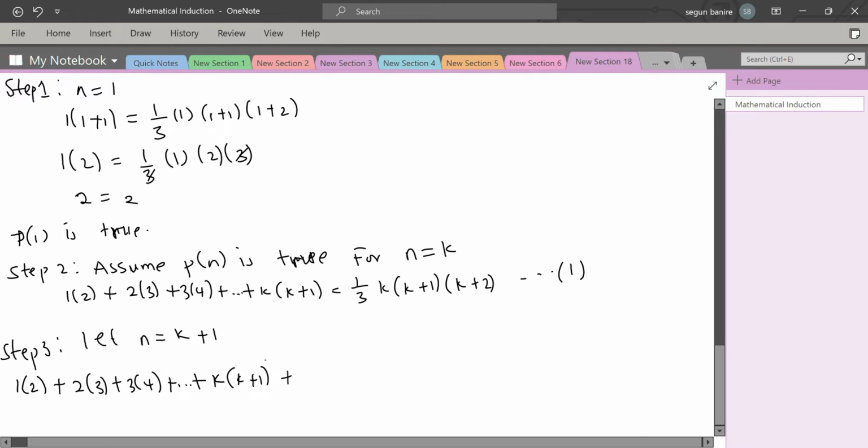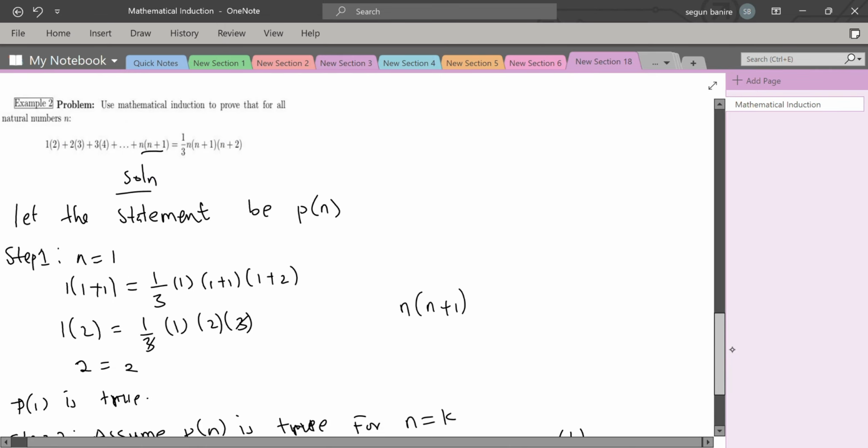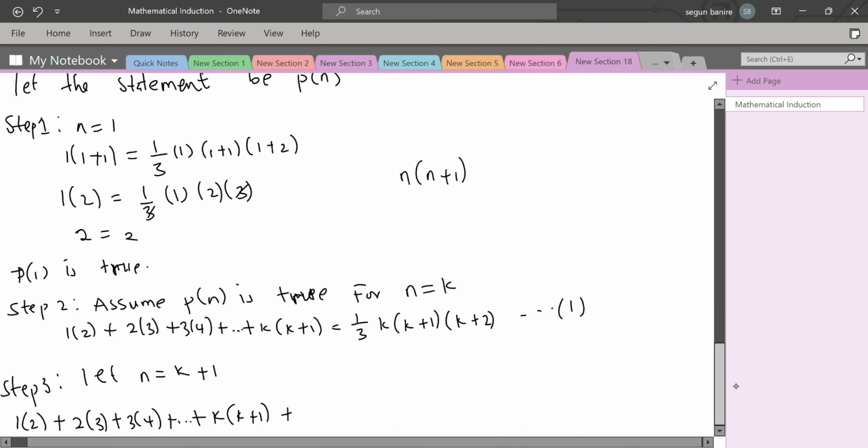The nth term is defined to be n into n plus 1 by the definition. Let me go up so that we can see that. It is n into n plus 1. So you substitute k plus 1 for n. If you put k plus 1, you get k plus 1 into k plus 1 plus 1. So that is what you get.